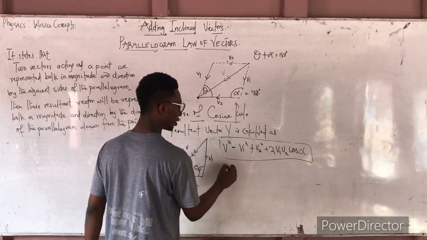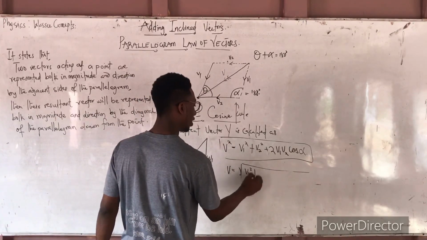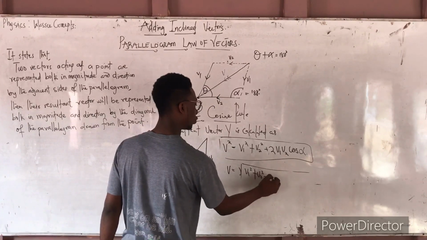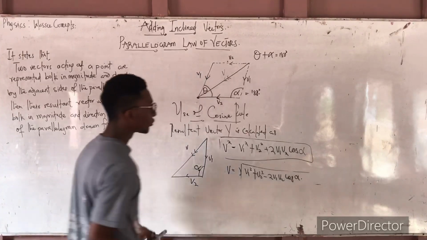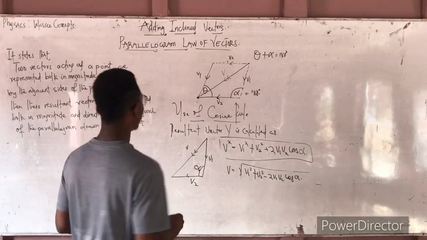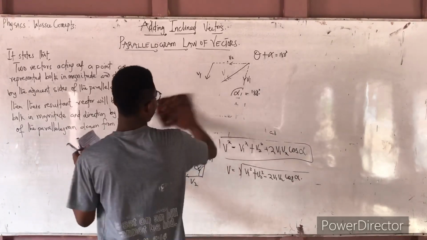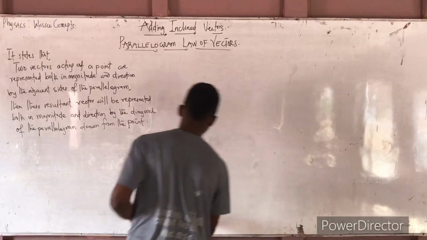So if you want to find the resultant vector V, that becomes the square root of V1 squared plus V2 squared minus 2 V1 V2 cos of what? Of alpha. And that is how we find the resultant vector. Okay, so that's the parallelogram law. Let's take an example, and let's see how we can do it.